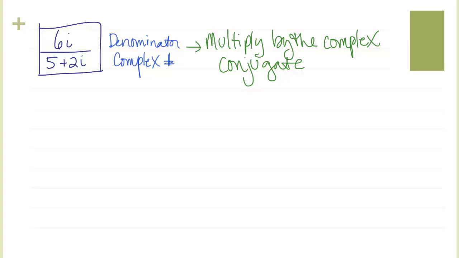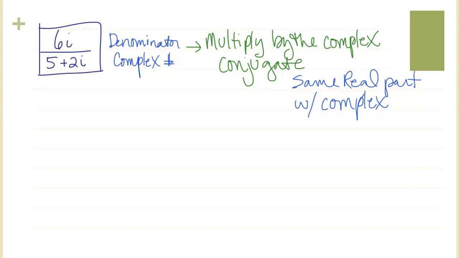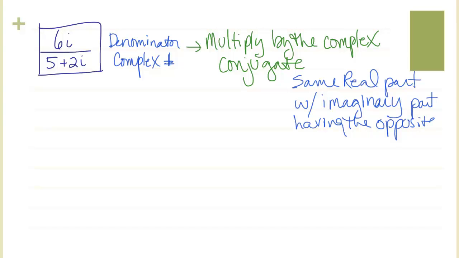But this time our conjugate is going to be complex, meaning a complex conjugate is the same real part with the imaginary part having the opposite sign from what it started with. Not the opposite sign of the real part, but the opposite sign of the original.